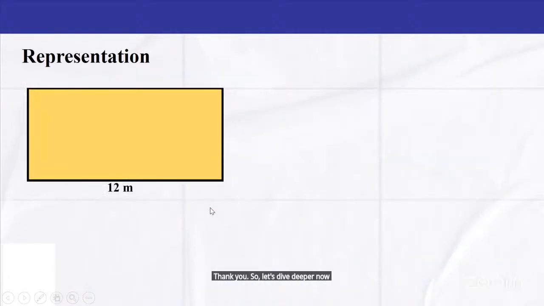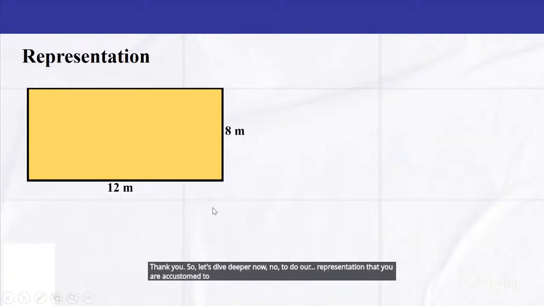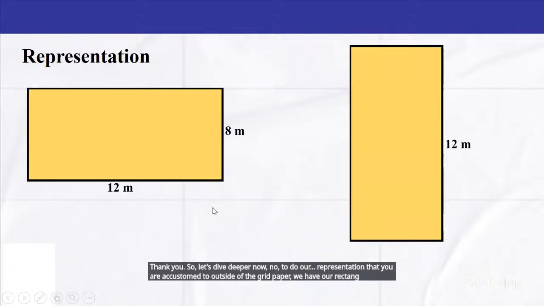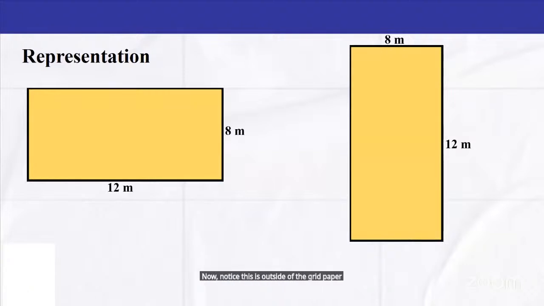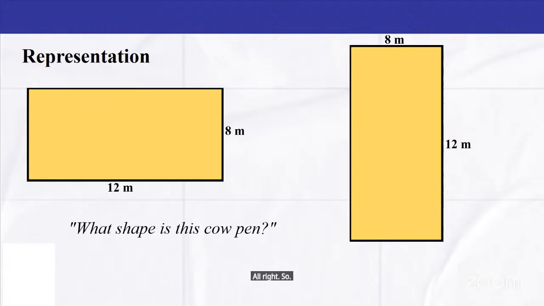Now to do a representation that you're accustomed to outside of the grid paper, we have our rectangle measuring 12 meters by 8 meters. Now notice this is outside of the grid paper. So notice how it is labeled, not centimeters now, but meters. And that's important. So I give you two different orientations as well for this representation. Okay. All right. So what shape is the cow pen?